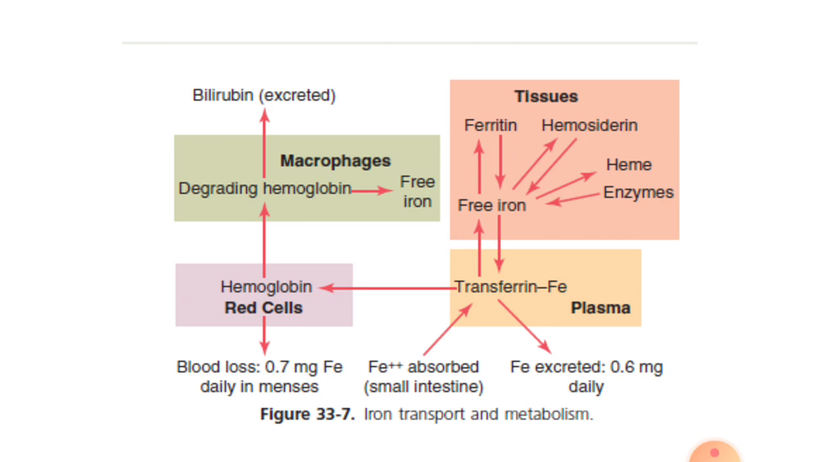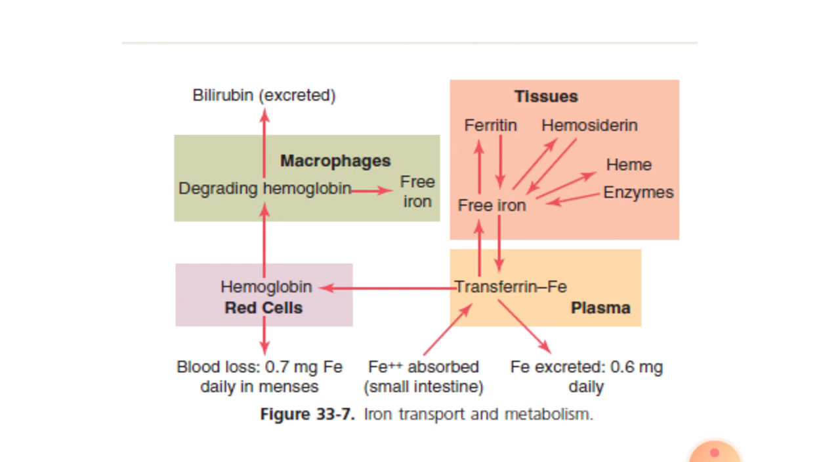About 15 to 30% of iron is stored as ferritin, and in this form it combines with another protein called apoferritin. So the iron with apoferritin will form ferritin, and this is the stored form of iron.